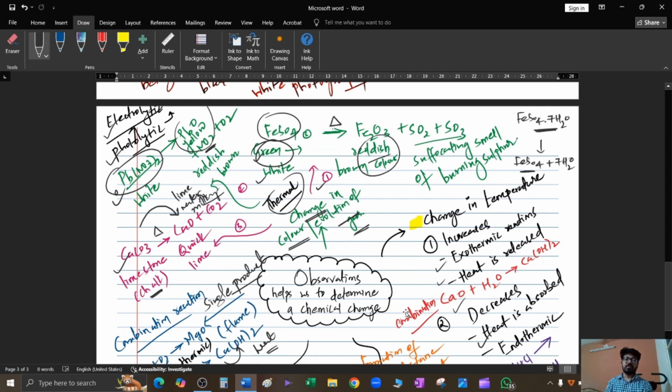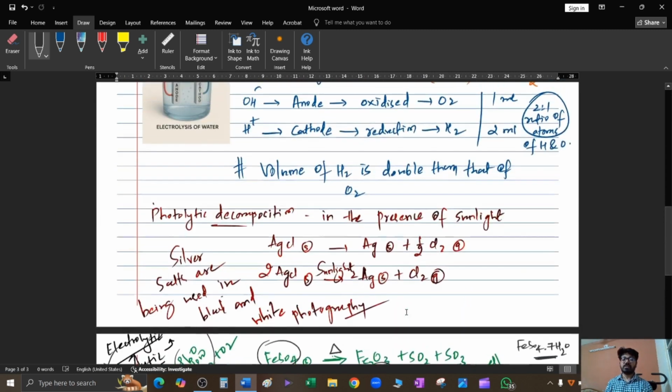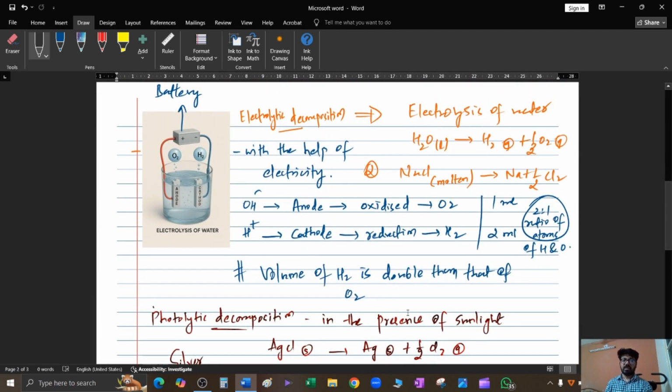Now let's go ahead. When we talk about the decomposition reaction, we have two more decomposition reactions. One is what? Electrolytic decomposition reaction, where the decomposition takes place with the help of what? Electricity. That is the definition. Basically क्या होता है? There is a source of electricity. It's a battery, with a positive terminal and a negative terminal. It is connected with two electrodes. Graphite electrodes ले सकते हो तुम. पॉजिटिव टर्मिनल वाला एनोड हो जाएगा, नेगेटिव टर्मिनल वाला कौन होता है?